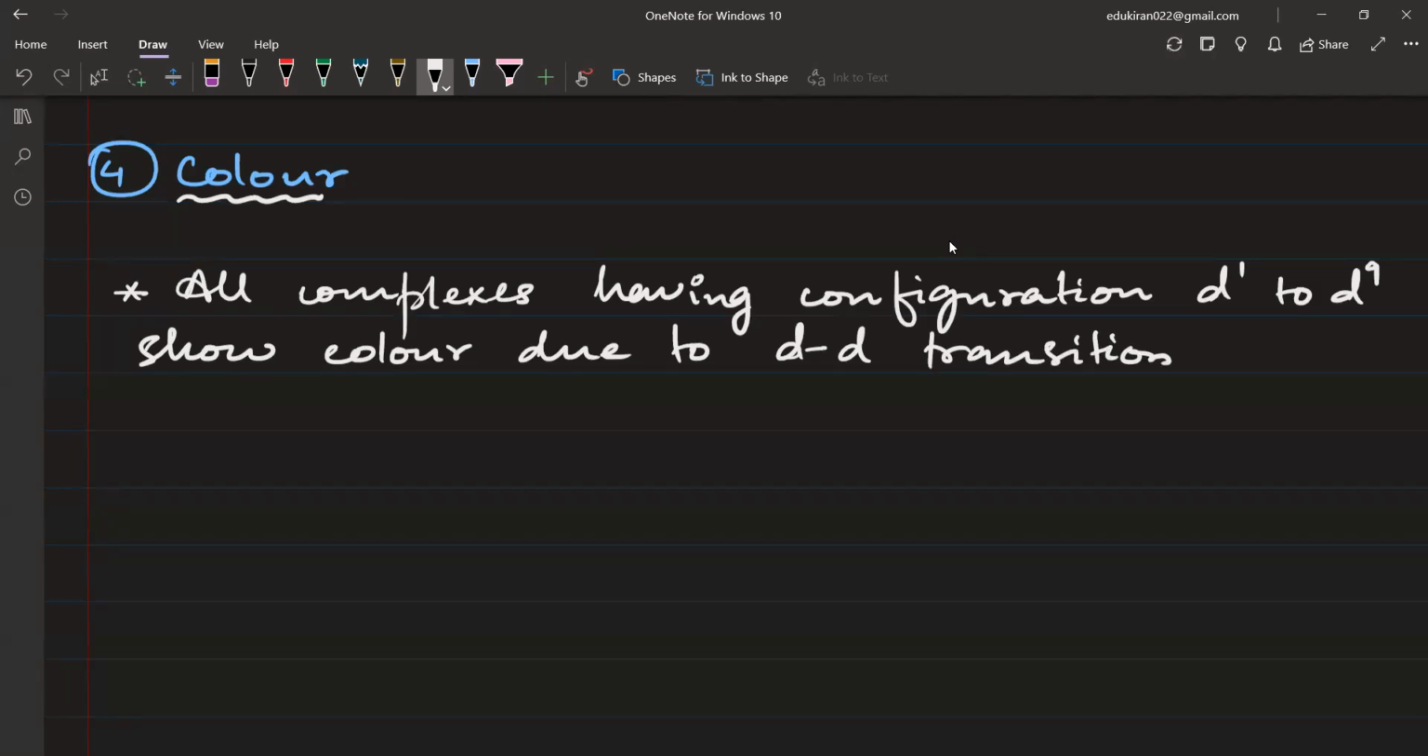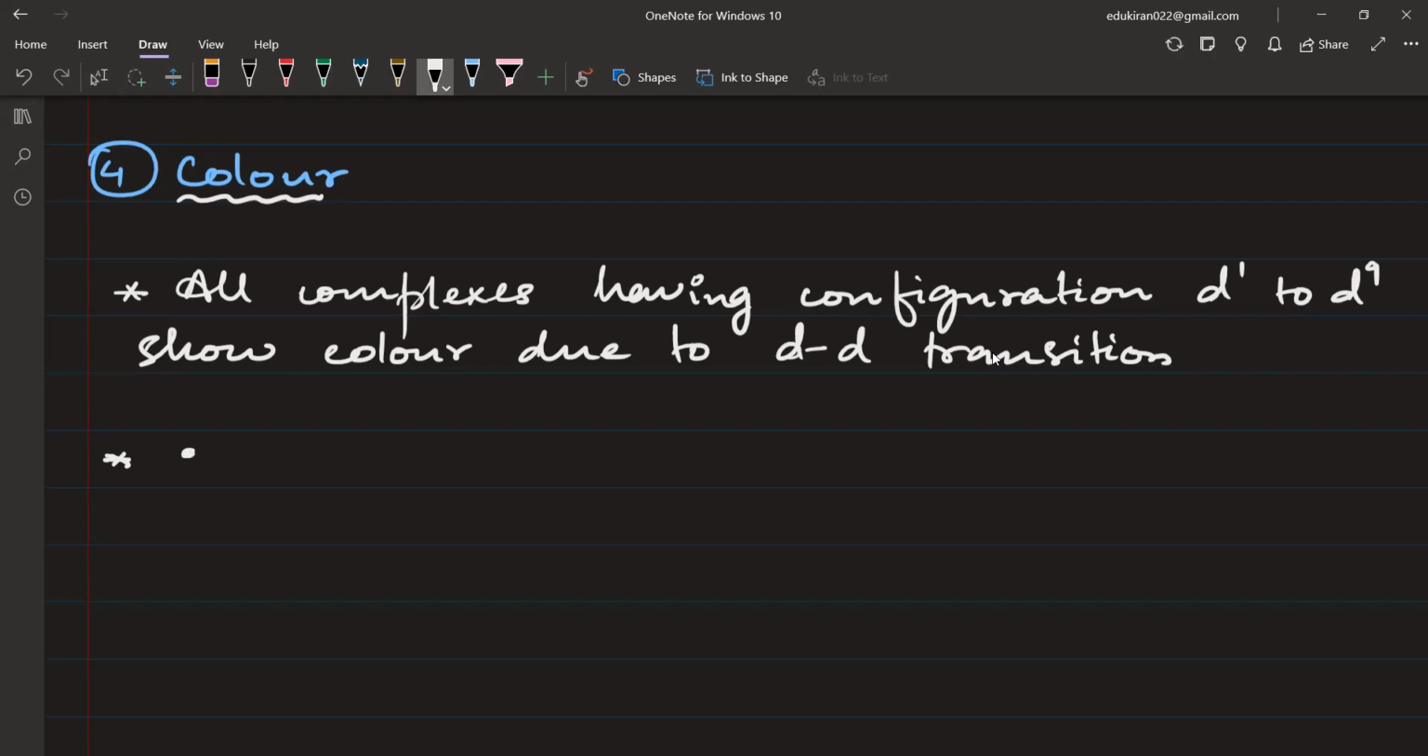Show color due to DD transition. ठीक है? There are multiple questions जहाँ पे आपसे पूछा हुआ है, why do they show color? आपसे पूछा जाएगा like Zn is not showing, the salts of zinc are not colored, but for copper these are colored salts. Why? So you will write that there is no unpaired electron. That is why they don't show any color for zinc and cadmium and so on.